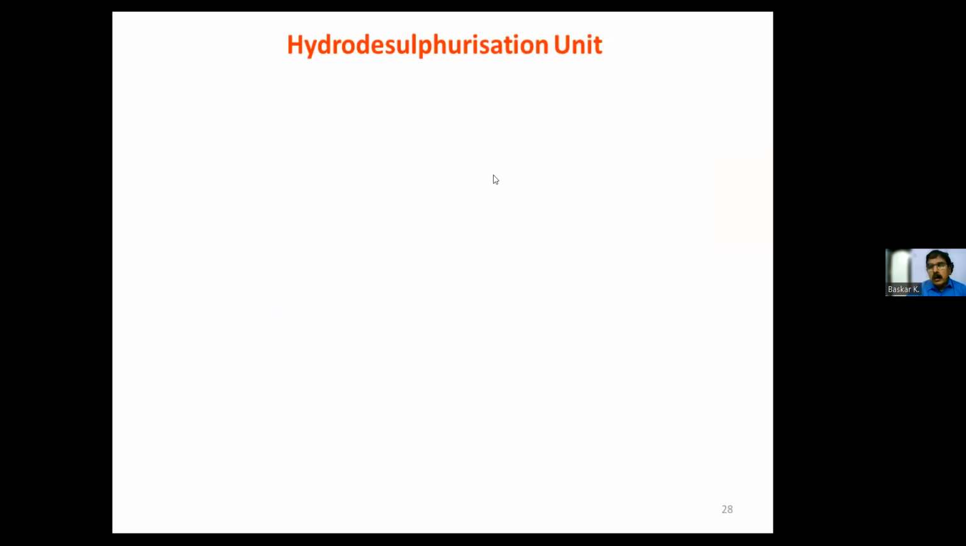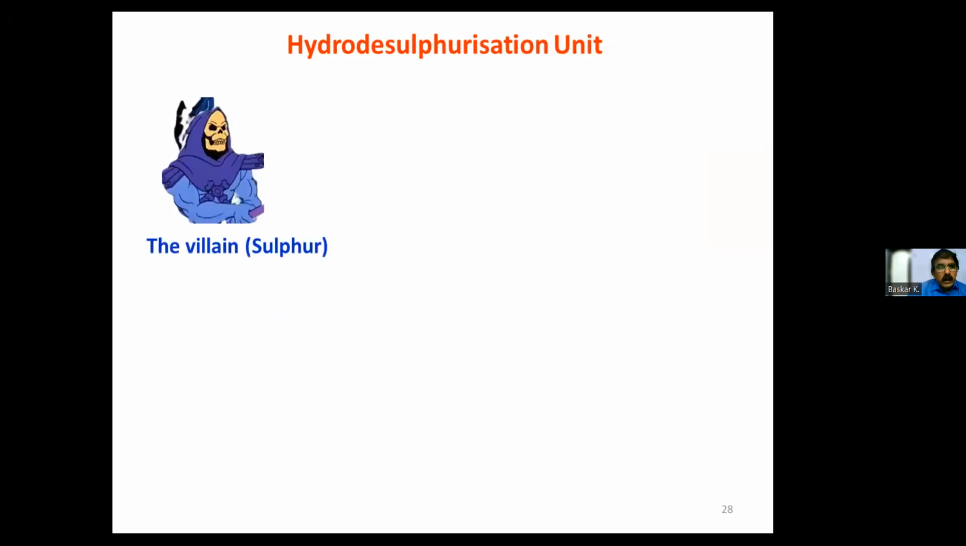So how the desulphurizing unit takes action, let us understand by a very simple graphic. Here our villain is sulfur, right? The sulfur has to be removed. And what happens during the operations of a refinery? The villain sulfur captures the lady, that is hydrocarbon, be it petrol or diesel. It catches hydrocarbon. Now what to do?